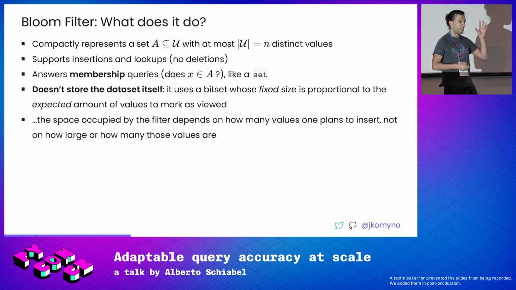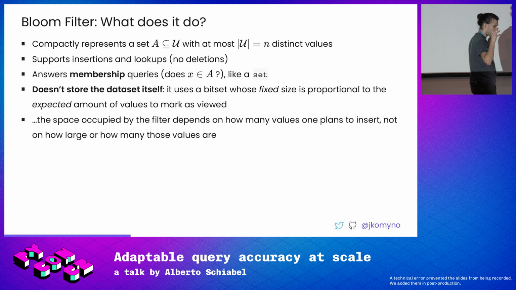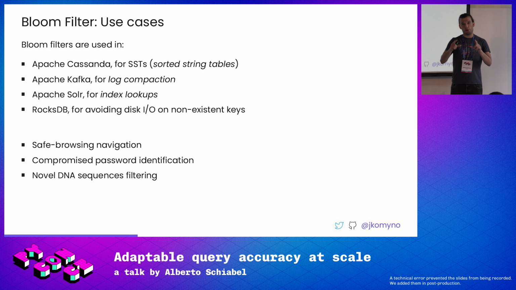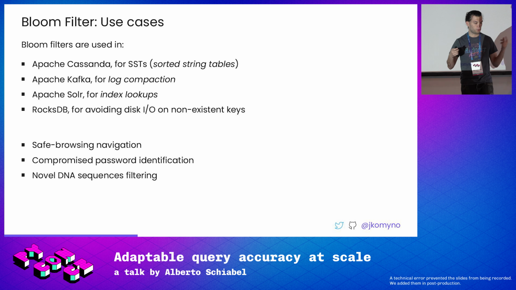The kind of query is: does element X belong to set A? The idea is that you want to identify whether an element has already appeared in the past, like you've already seen a post in your feed, but without keeping track of everything that was in your feed before. And how do you do that? Well, you store everything in a bit set. And the bit set has a size proportional to the number of elements that you expect to see.